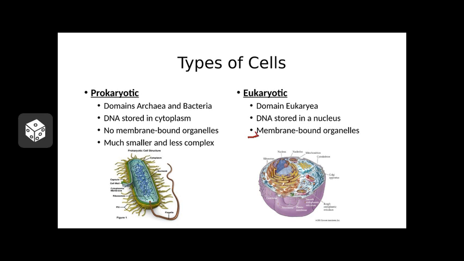Eukaryotic cells have them. Prokaryotic cells do not. If you look inside here, you'll notice that this purpley stuff, the DNA, is not inside a nice package. It's not inside a nucleus. And all the other stuff is kind of just floating around in the cytoplasm, kind of all mixed together. So prokaryotic cells, no membrane-bound organelles. Eukaryotic do have membrane-bound organelles.